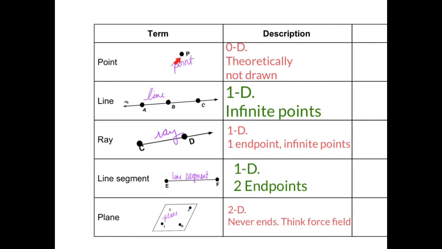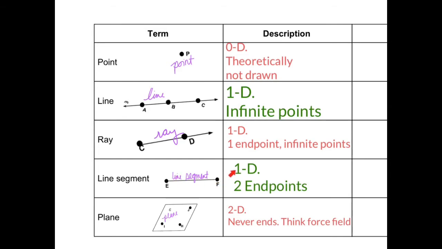That's a point. A line is one-dimensional. It has an infinite number of points, which is why there are arrows in both directions. And though I've labeled a point A, B, and C, there are infinitely many of them along the whole line extending forever in either direction. A ray is also one-dimensional. It has one endpoint, still infinite points though, like the line, because it does go on forever in the other direction. So a ray has one endpoint and goes on forever in the other direction.